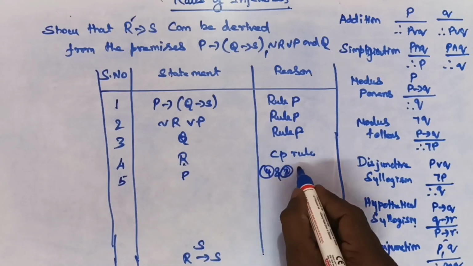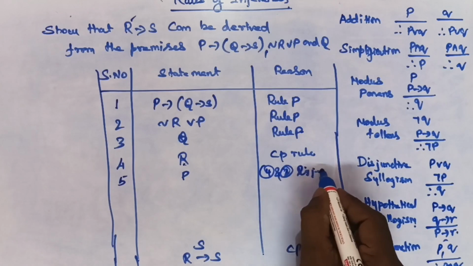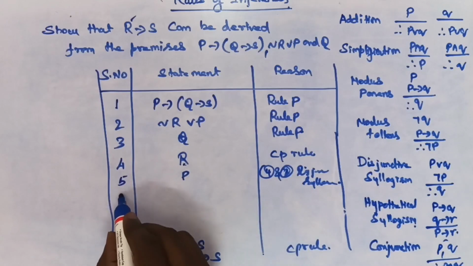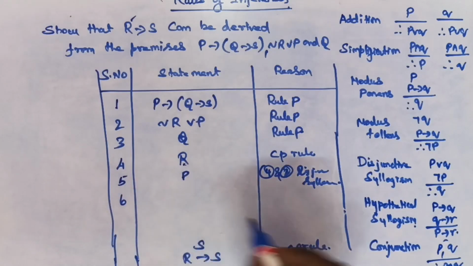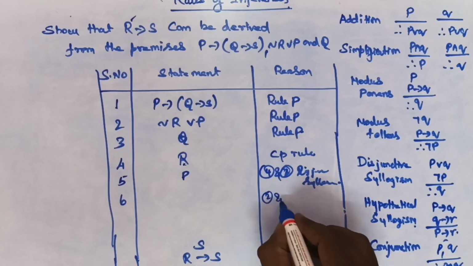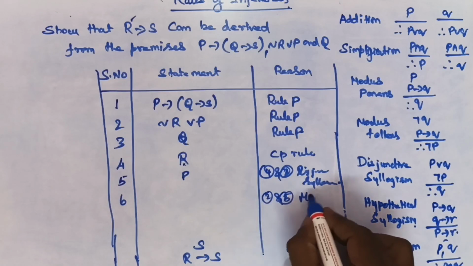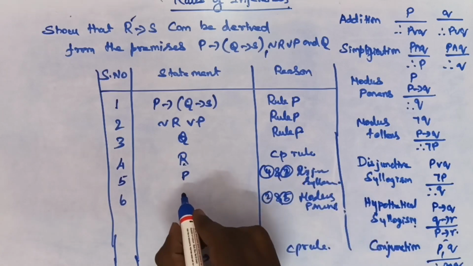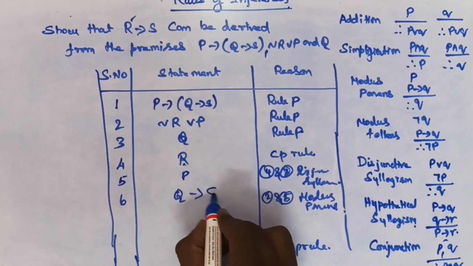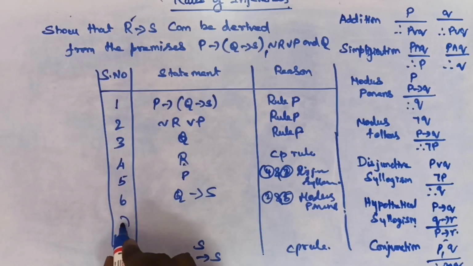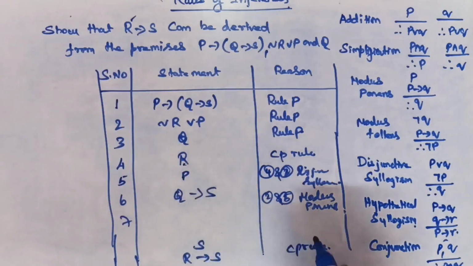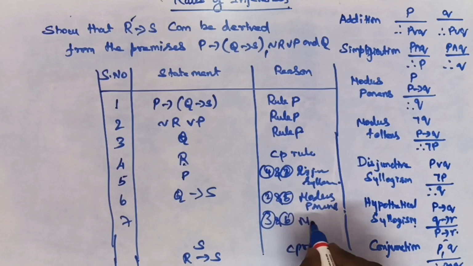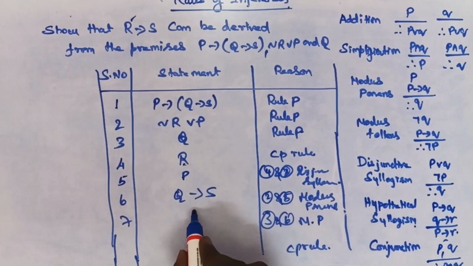Disjunctive syllogism, we get P. Sixth one, this and this, that is 2 and 5, modus ponens. Modus ponens will get Q condition S. Correct? Seventh one, for 3 and 6, modus ponens, MP, that is going to be S.